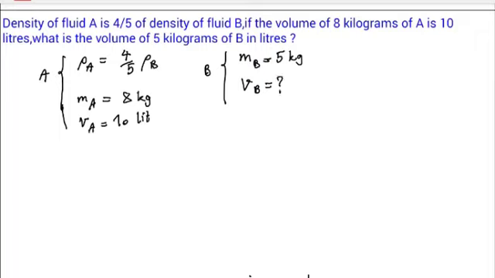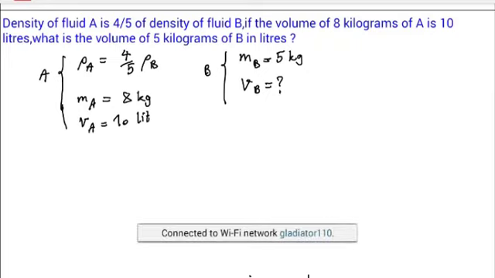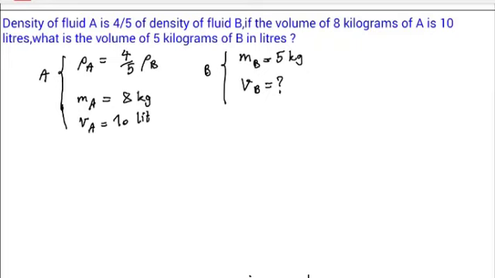Well, in this question we can convert the units of volume from liters to meters cubed. But we don't need to do it because the question has given us the primary conditions in liters and it wants the answer, the volume of B, in liters too. So we don't need to convert from liters to meters cubed. Okay, let's answer the question.